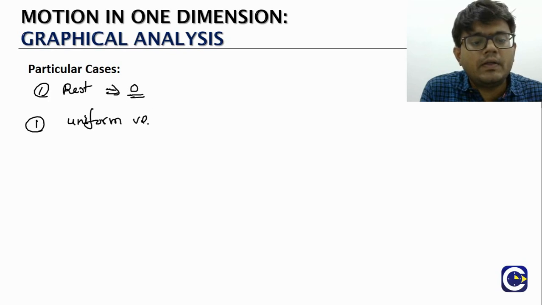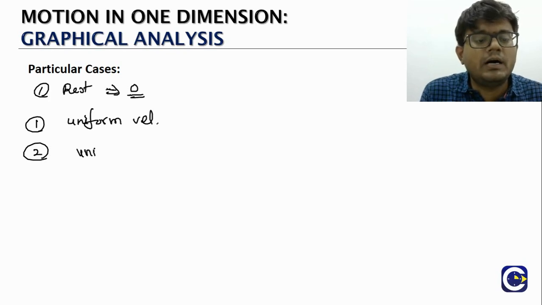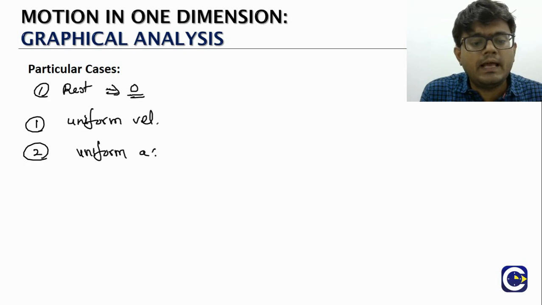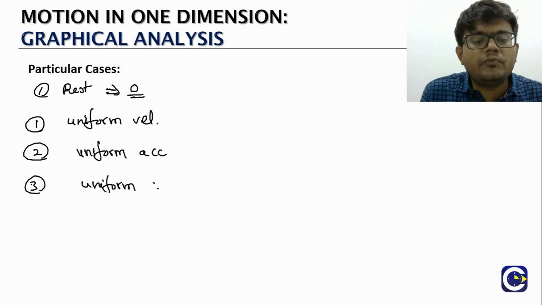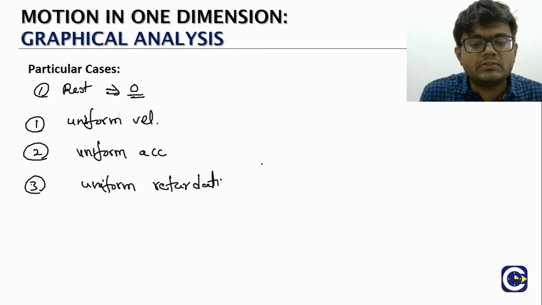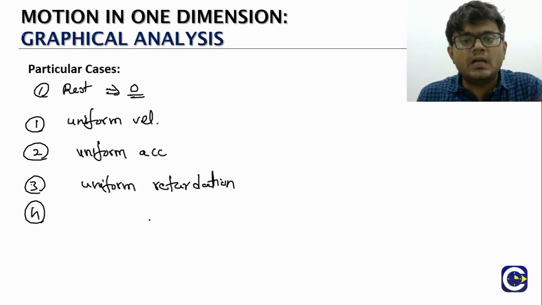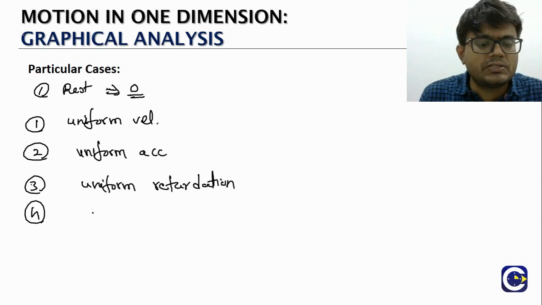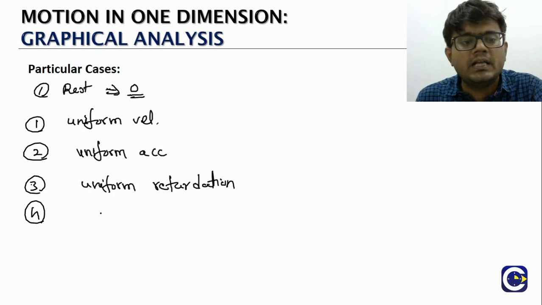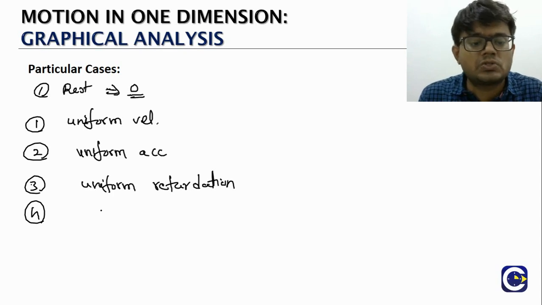Then we'll have uniform velocity. The other one will be uniform acceleration. The third can be uniform retardation. Okay. Then the fourth one, because this is the motion of a particle in a vertical straight line, that is another interesting situation. So we can have the graphical analysis of a particle which is thrown upwards.